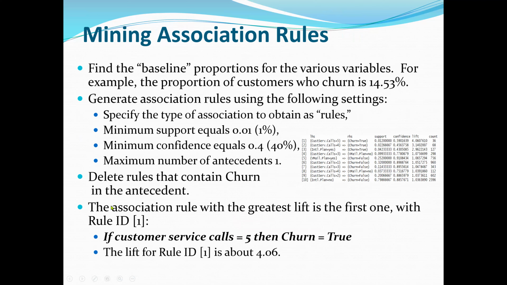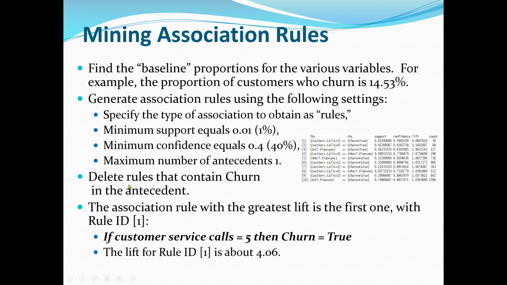So in mining association rules, we need to find the baseline proportion for various variables. For example, the proportion of customers who churn is 14.53%. So this will be a baseline. Now we can generate association rules using the following settings. We need to specify the type of association to obtain as rules. So we have our minimal support equal to 1%, minimal confidence equal to 40%, and the maximum number of antecedents is 1.